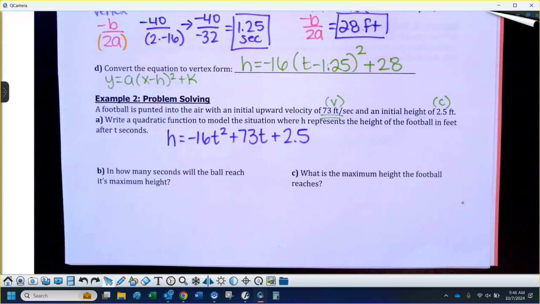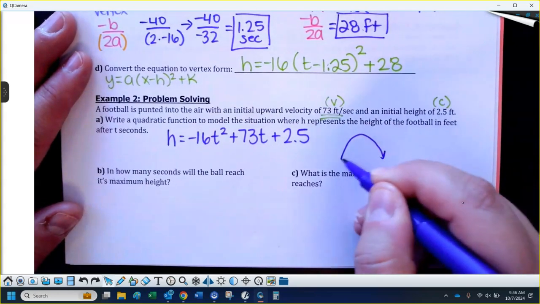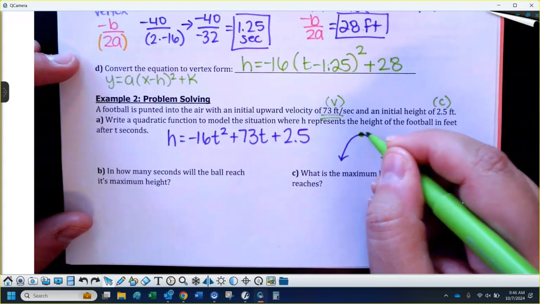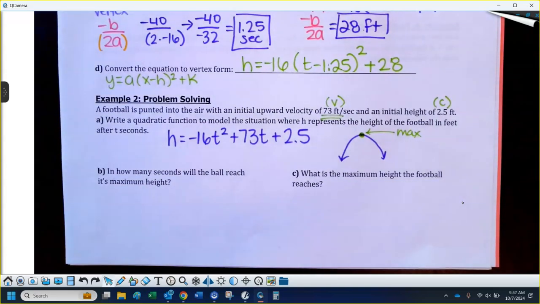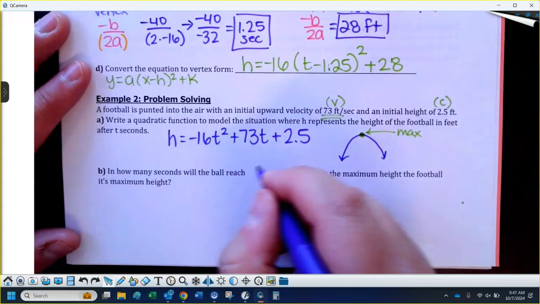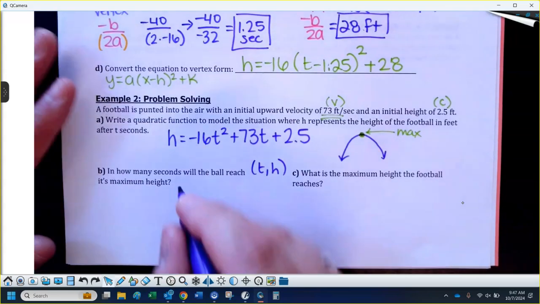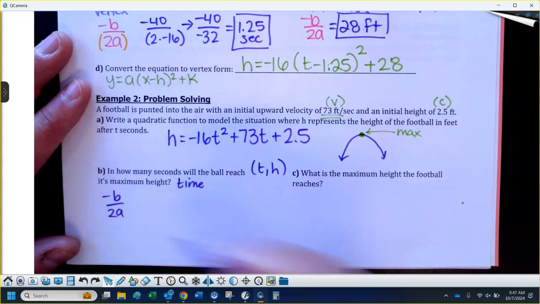Now, it says, in how many seconds will the ball reach its maximum height? Again, because this is negative 16, I know this parabola is going to turn upside down if we were to have a visual of this. And the maximum is just going to be the vertex. So all you have to do, the point is time and height. So how many seconds? This is asking you for time. This is just negative b over 2a.